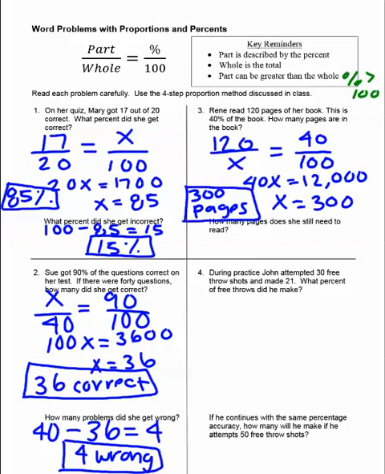So our follow-up question here asks, how many pages does she still need to read? Okay, well, we know we have 300 total pages in the book. Renee read 120, so that means she's left with 180 pages. So she has 180 pages left to read.